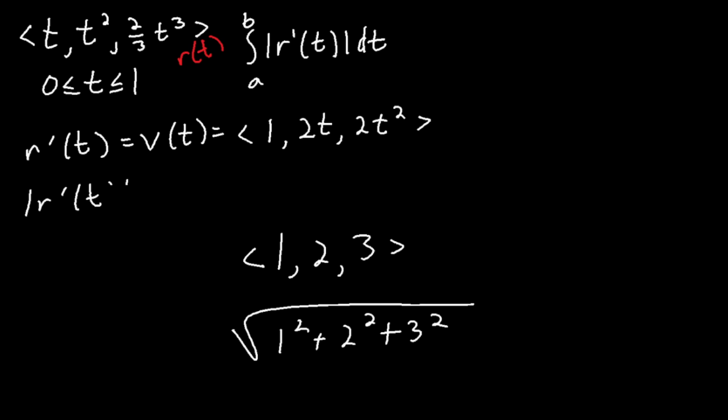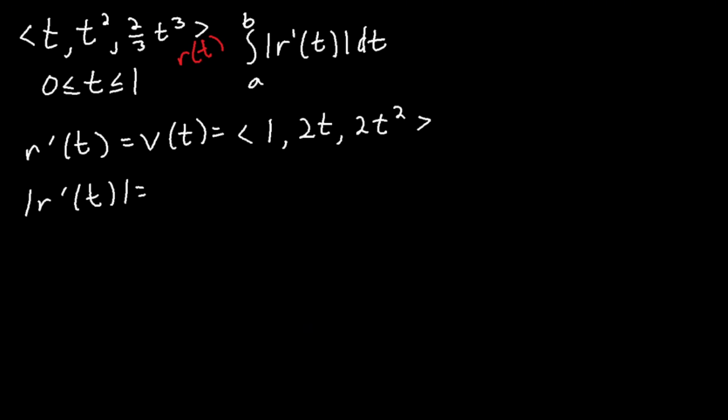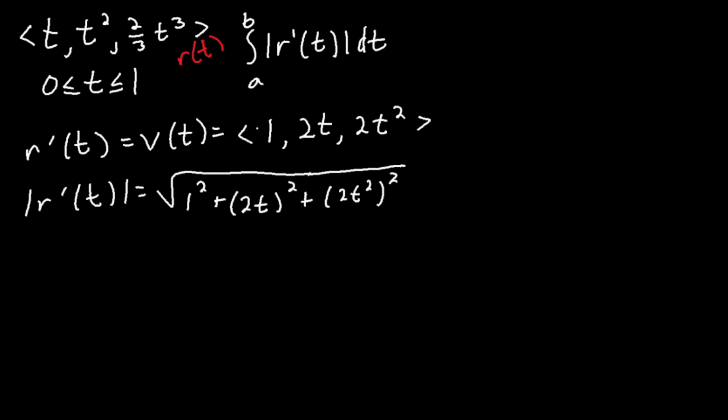So what do you do with this function? Well, you can find the magnitude of it by just squaring all the components inside of here. You find the square root of 1 squared plus 2t squared plus 2t squared squared. Oh, I wrote that wrong. Oops. So as you can see, I just squared all the components inside of this vector valued function, and you get the magnitude. Once you do that, all you have to do is put it into an integral.